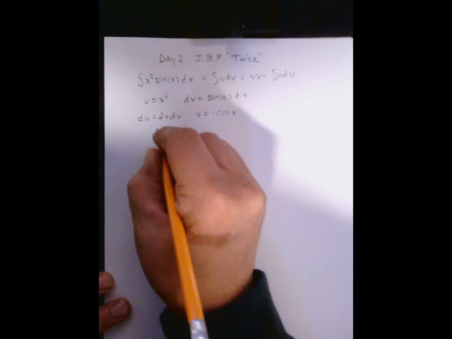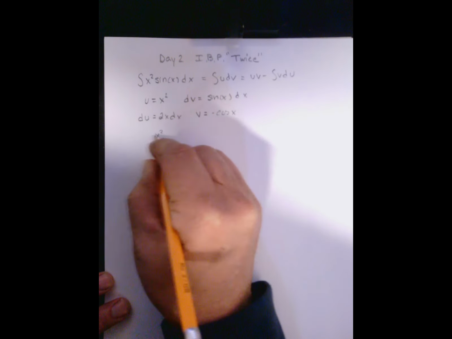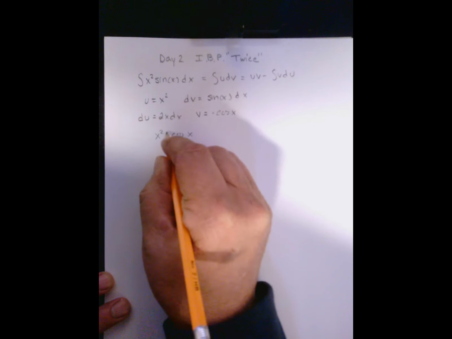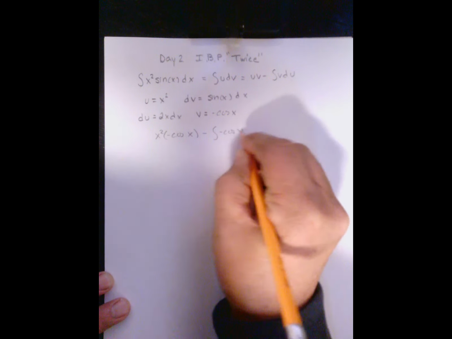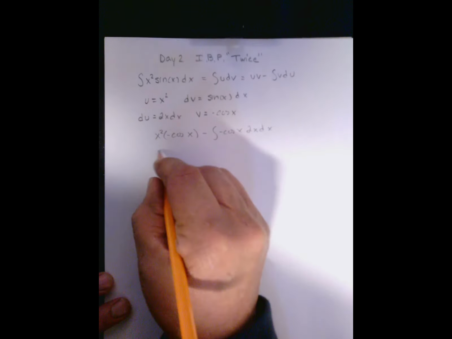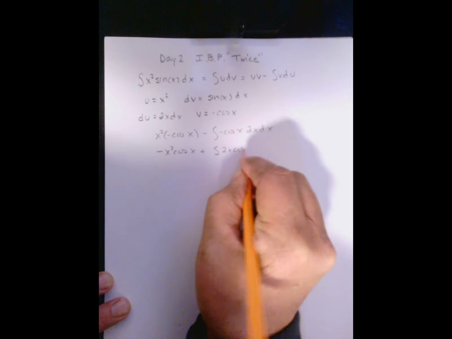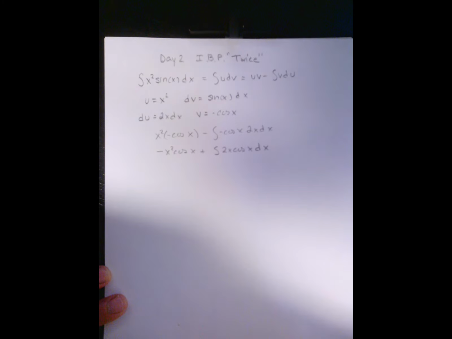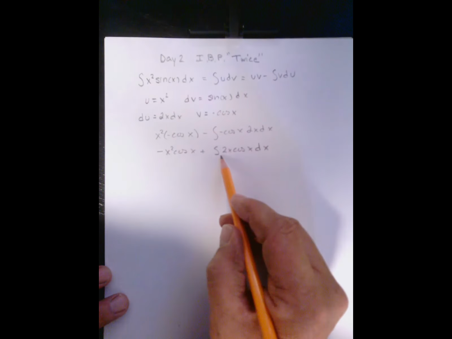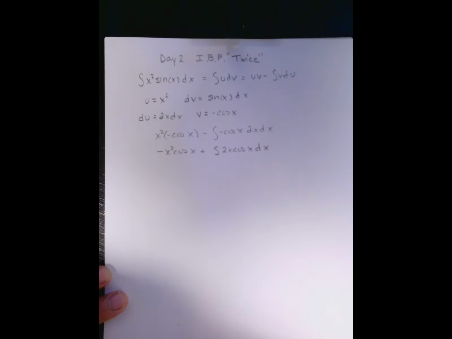Anyway, using my formula, I know that this integral is equal to x squared times negative cosine of x. That's uv minus the integral of v, negative cosine of x, times du, 2x dx. We'll rewrite that a little bit.